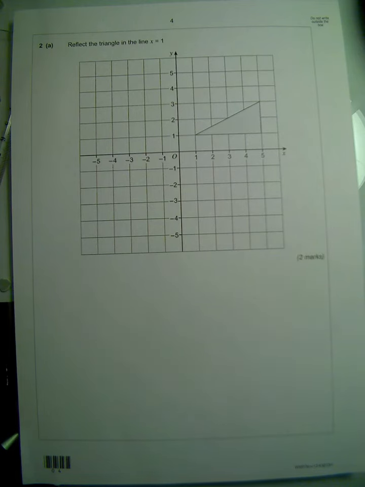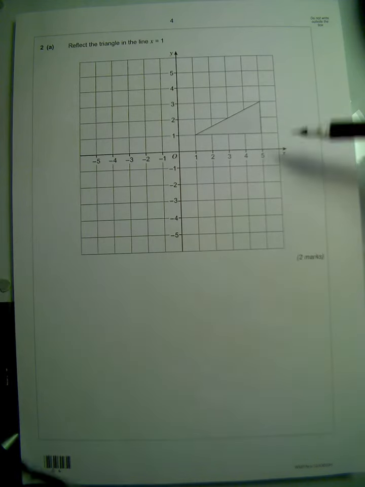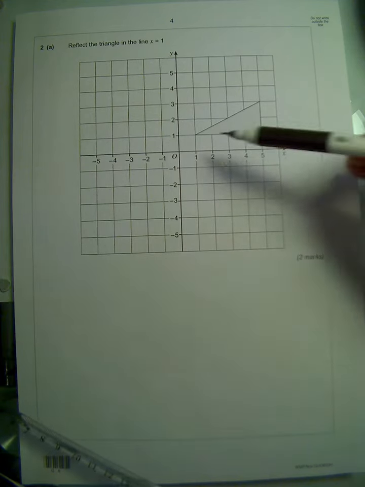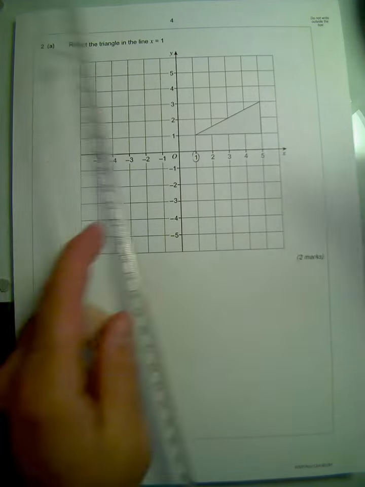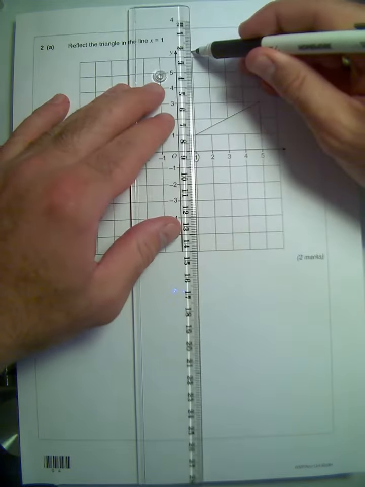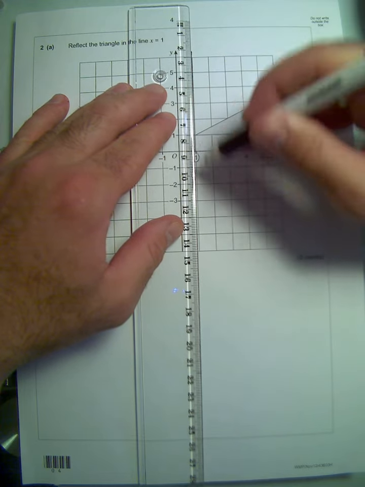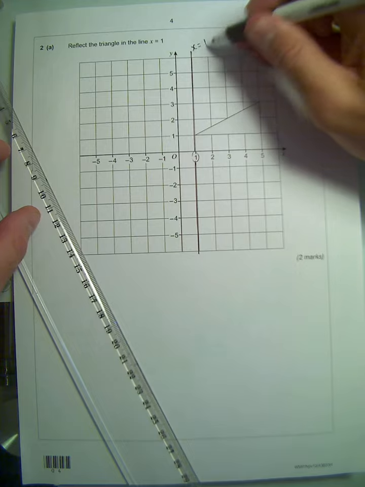Okay, our next exam question is from November 2012, and it says, reflect the triangle in the line x equals 1. So of course you've got to know what the line x equals 1 is. If you look at the x-axis, x is 1 here, and x equals 1 is the line of all points where the x value is 1. So it's this vertical line here, there's the line x equals 1.